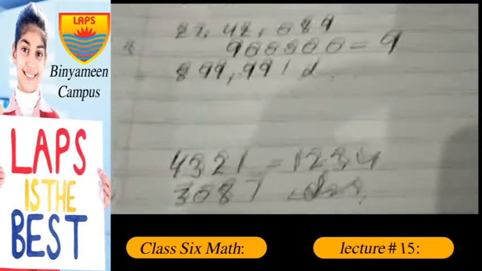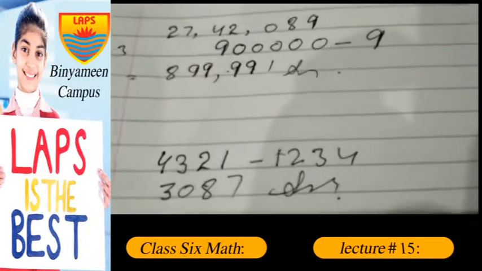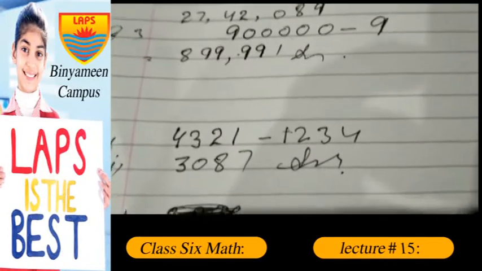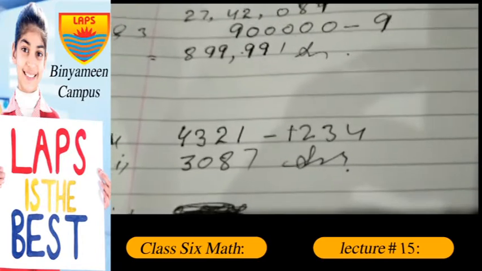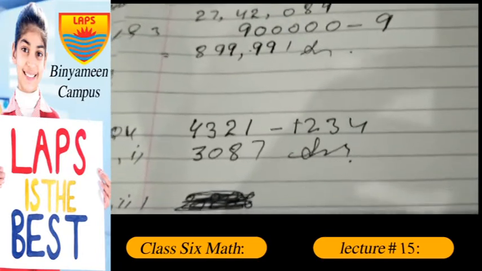It means larger to smaller. You subtract the values and then we find the difference between these values. 3087 is the answer to this question.